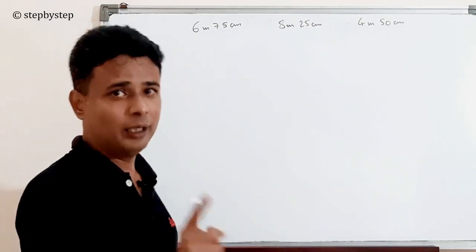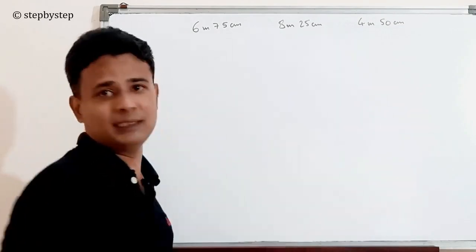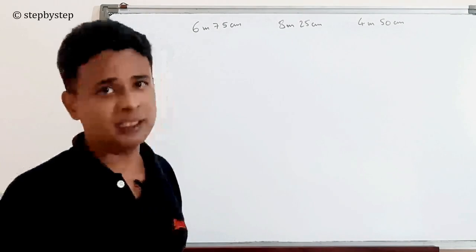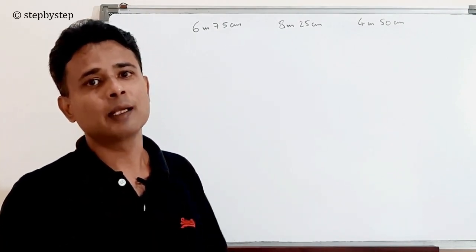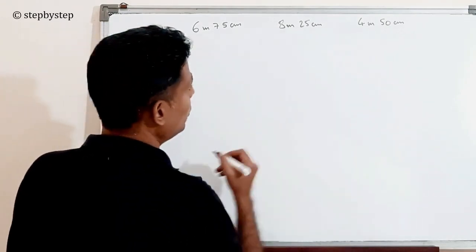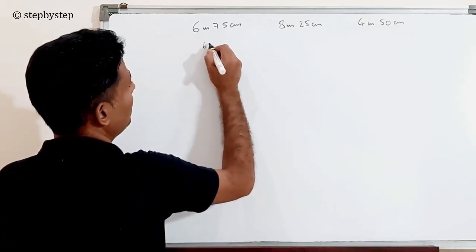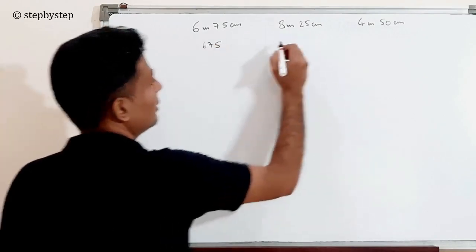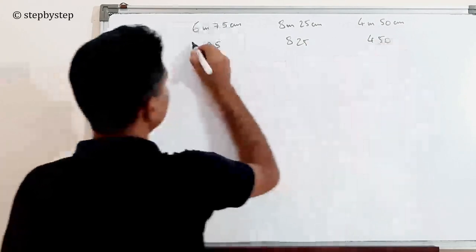If you are using one rod to measure all 3, it means that rod cannot be bigger than any of these 3. In fact, it cannot be bigger than the smallest rod as well. It can be equal to it, but it cannot be bigger, which means it is an HCF problem. So now I'll convert this to centimeters for easy calculations. 6 meter 75 centimeter is 675 centimeters. Okay, I'll just directly write here. This is 825 and this is 450 centimeters.